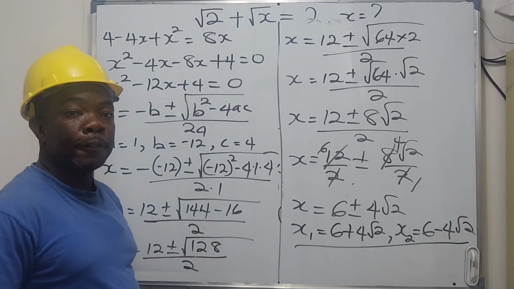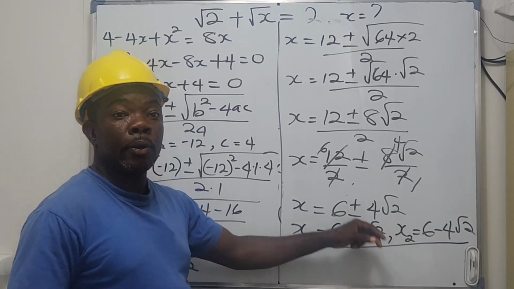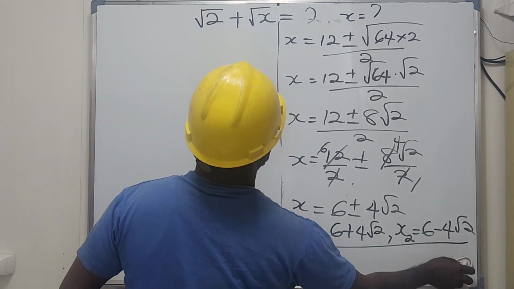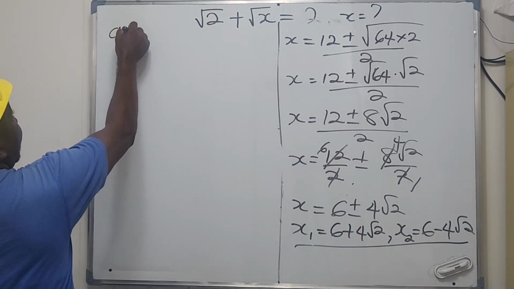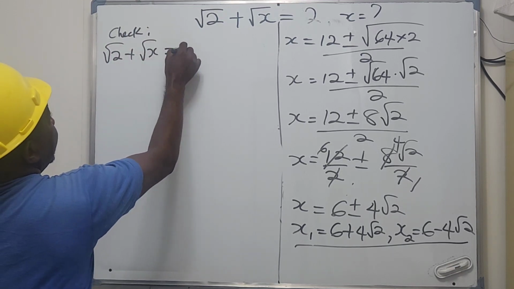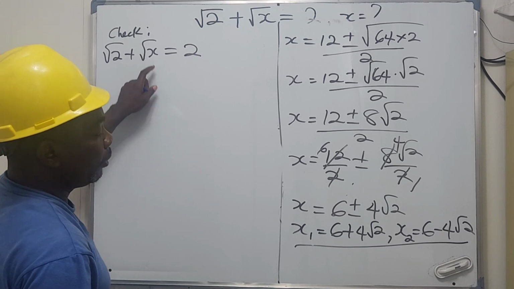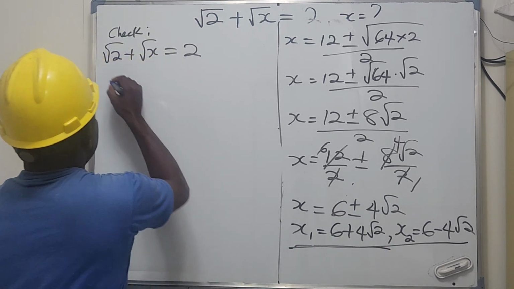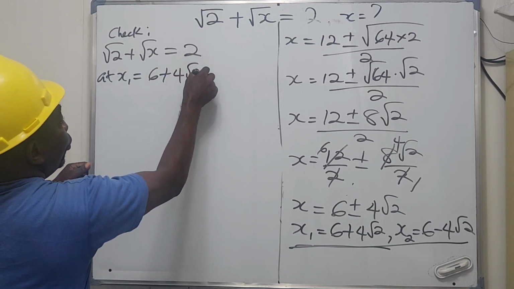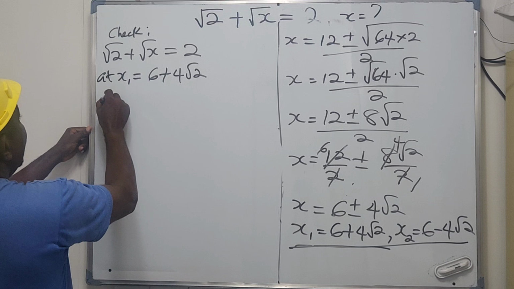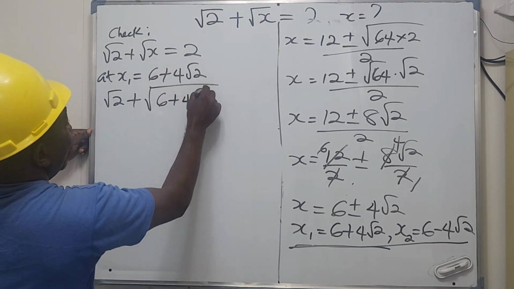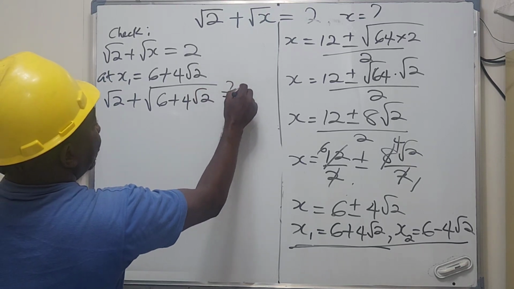We can check whether each of these solutions of x will satisfy this expression by substituting into the value of x from this question. So we have here, check, when we are given root 2 plus root x, will this give us 2 when we substitute the value of x? Let's take x1 first. So at x1, which is 6 plus 4 root 2, let's substitute into here. We have 2 plus root x. Our x is 6 plus 4 root 2. So here, will this give us 2?